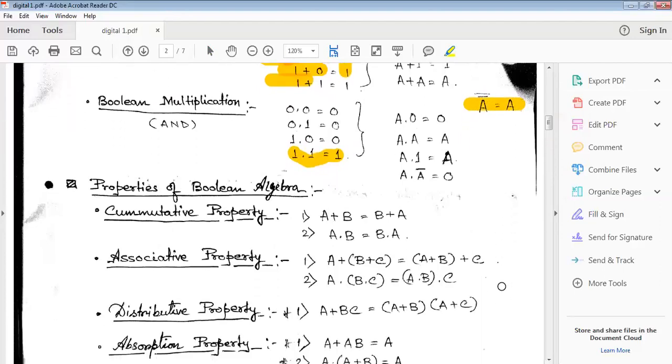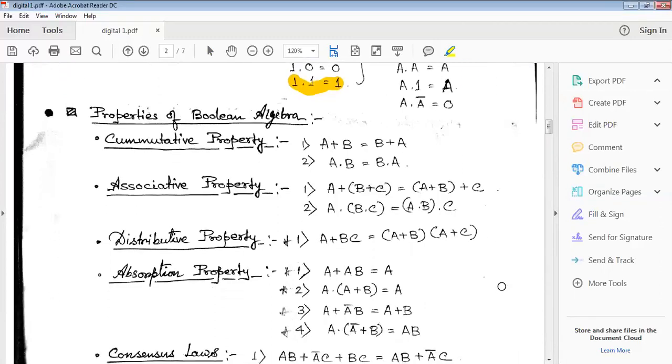These are the properties. Properties of Boolean algebra: commutative property, A plus B equals B plus A, A dot B equals B dot A. These are the commutative. What is associative? That is A plus B plus C equals A plus B in the bracket plus C. Similarly, I can have it in the dot function, that is AND operation. A very important part is distributive property, that is A plus BC equals A plus B into A plus C.